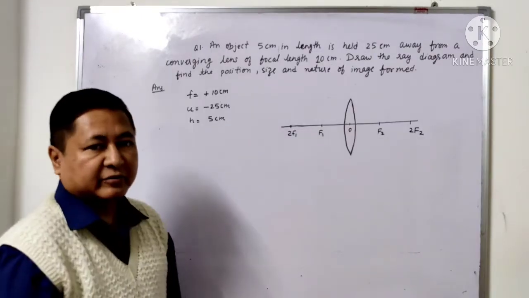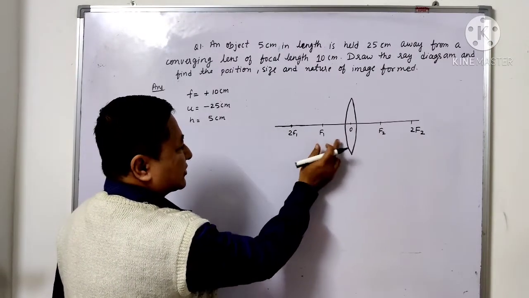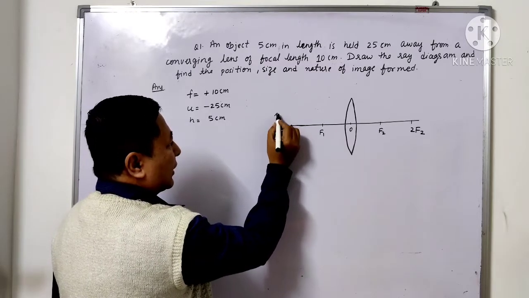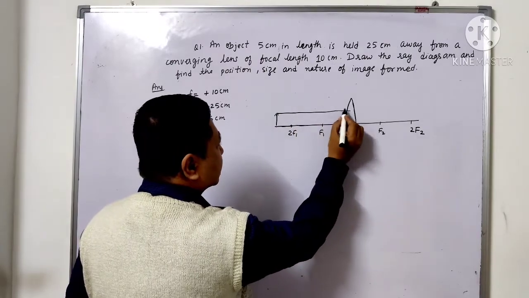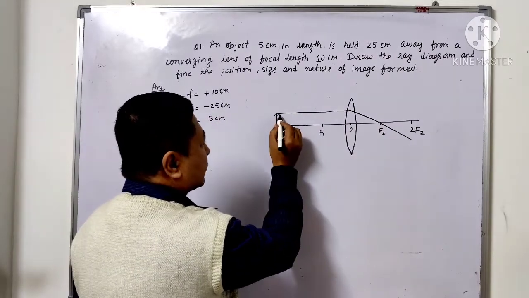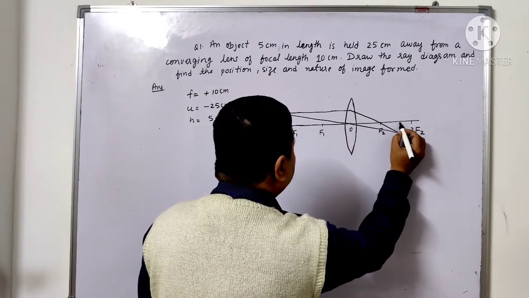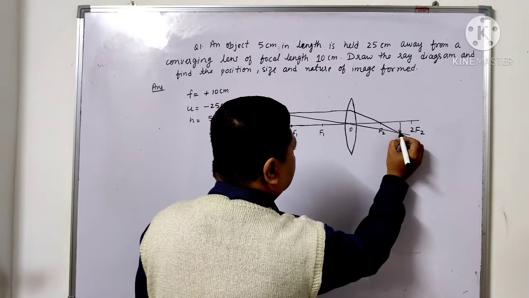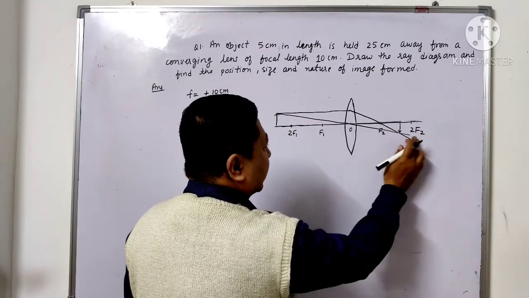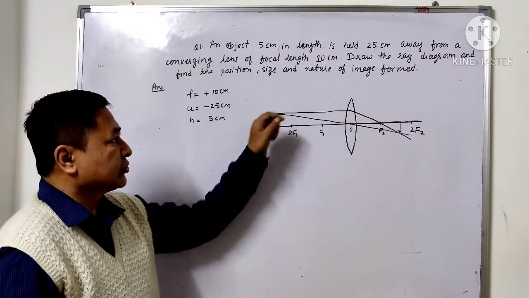Now I am drawing a rough diagram of the convex lens here. The object is placed at 25 cm. That means this is 10, 20 and this 25 cm here. A ray will be parallel to the principal axis and will pass through the focus, and another ray goes towards the optical center. And it will meet between F2 and 2F2. So this is the ray diagram for this question.